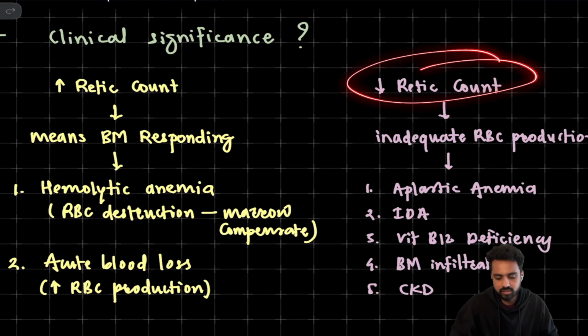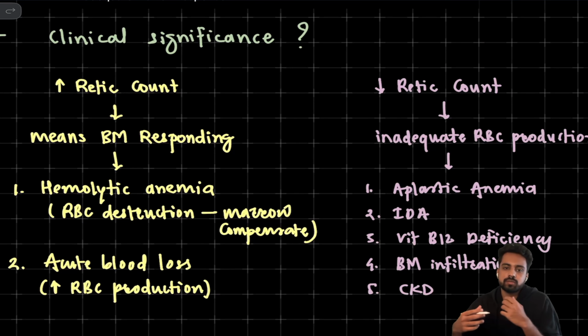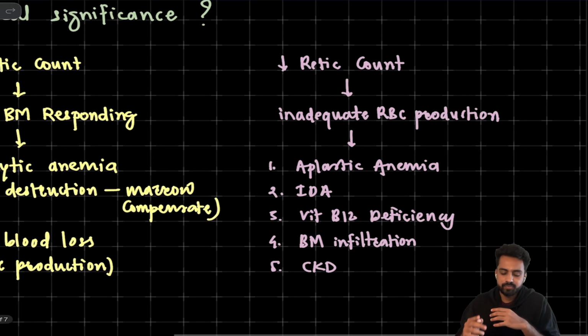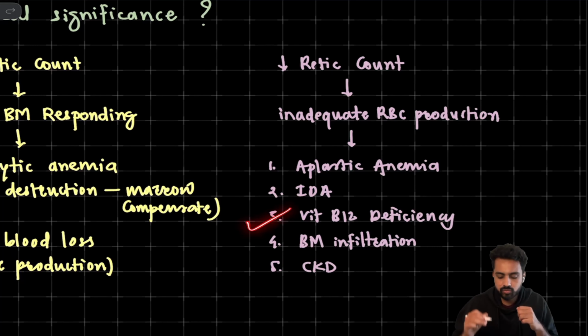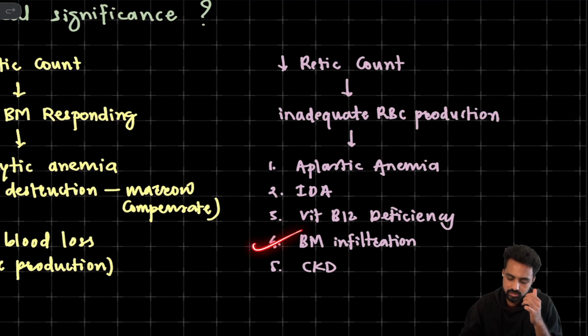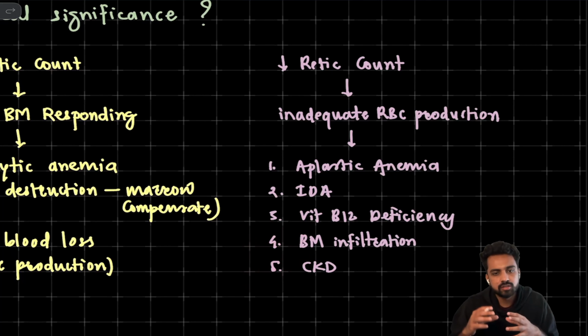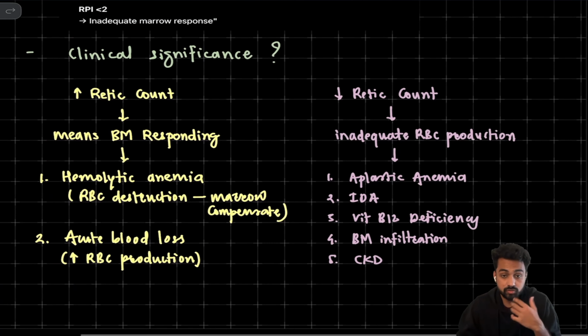Next is decreased reticulocyte count. It means there is inadequate RBC production in the patient, and this is seen in conditions like aplastic anemia, iron deficiency anemia, vitamin B12 deficiency, bone marrow infiltration, and chronic kidney disease. These are a few conditions I enumerated here, but there are more. You should know this.